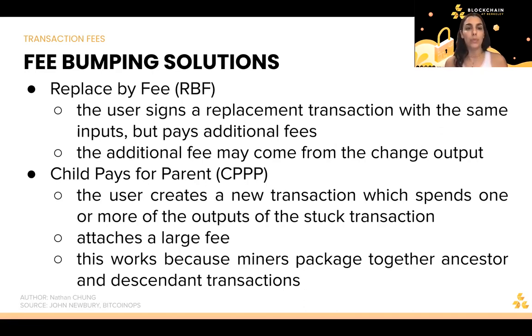The second one, child pays for parent. It's an interesting name for this, but it's basically just referring to the fact that you're using one or more of the same outputs from the previous transaction that got stuck. And you're going to create a new transaction with those outputs. And so you're going to attach a large fee to this transaction.